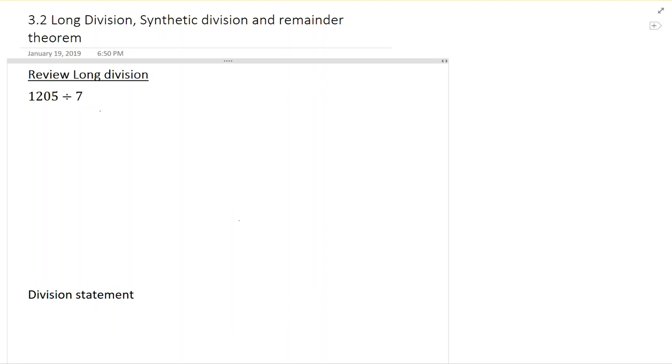Hello, so this is section 3.2. Topic today is long division, synthetic division, and remainder theorem. So before we bring back the polynomials, first let's review just long division without any variables.